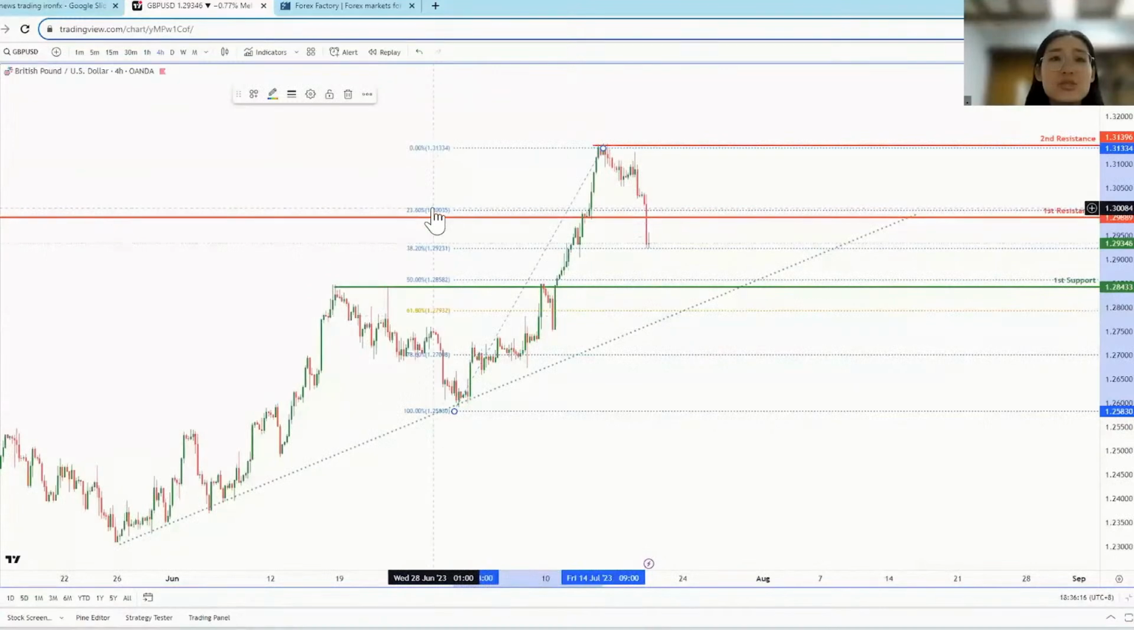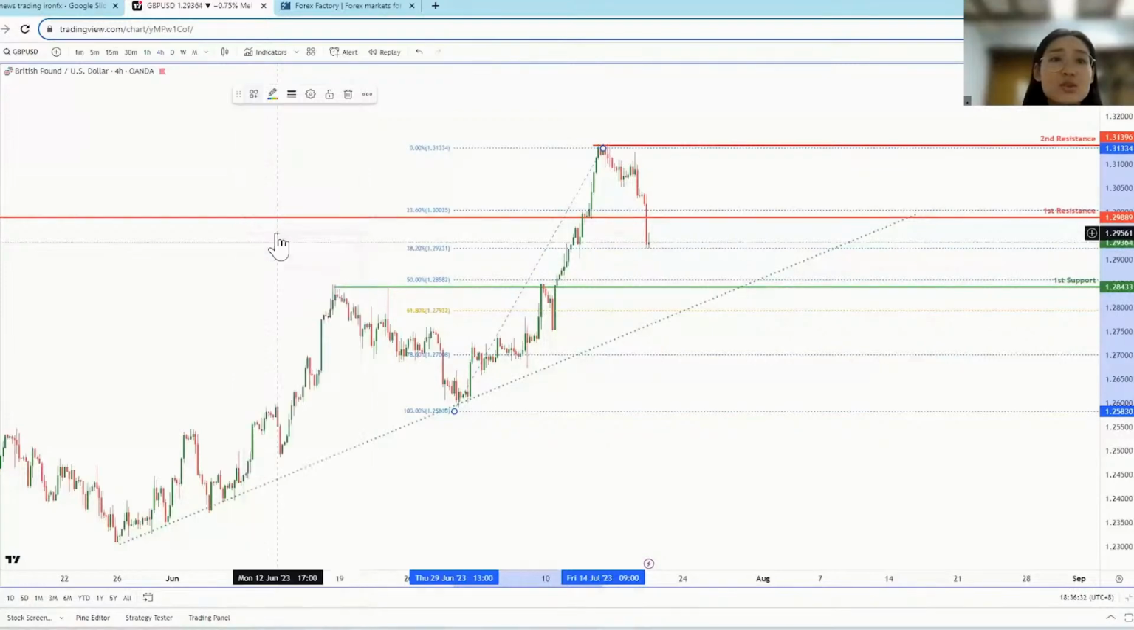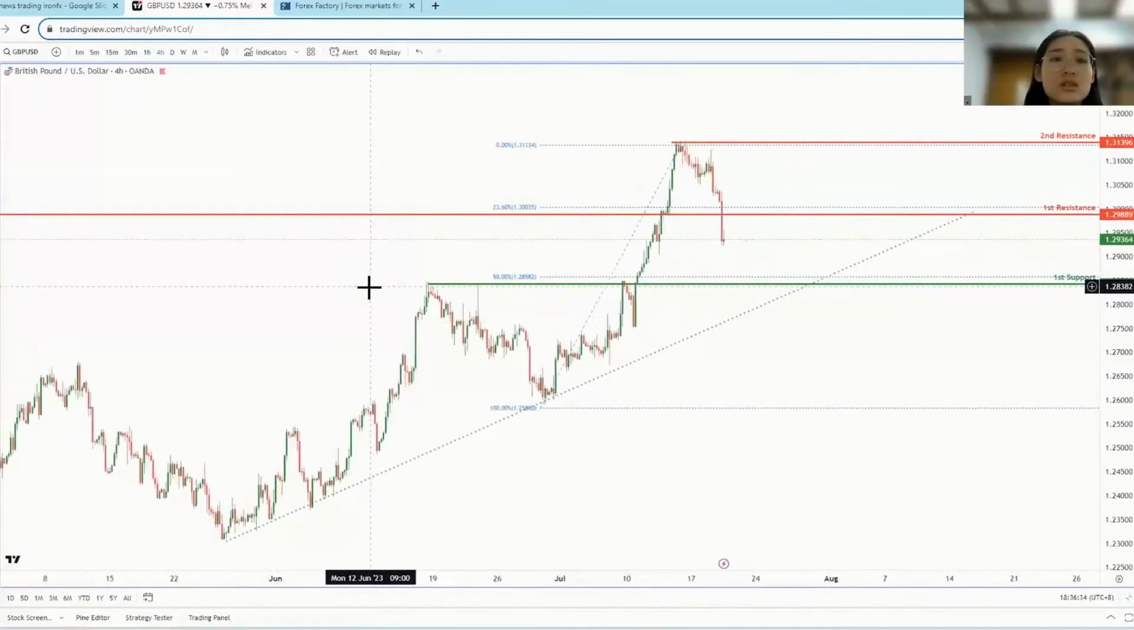Here we can see that the 23.6 and the 50% line up with the first resistance and first support. These don't really have to line up exactly, because Fibonacci confluence levels tend to be an area more than a level. So I'm just going to keep these two.